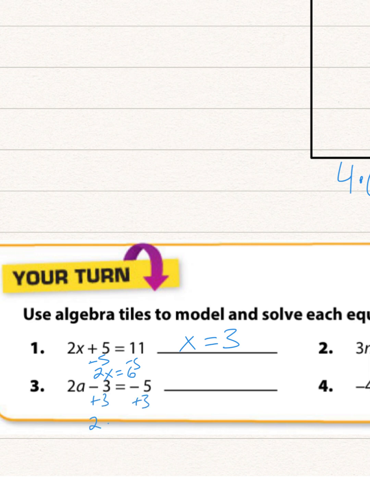On the third one here, we're going to add 3. So then I have 2a. Let's see, negative 5 plus 3 gets closer to 0. That would be negative 2. Make sure you did negative 2 and not negative 8. All right, so then we divide by 2, and a equals negative 1.